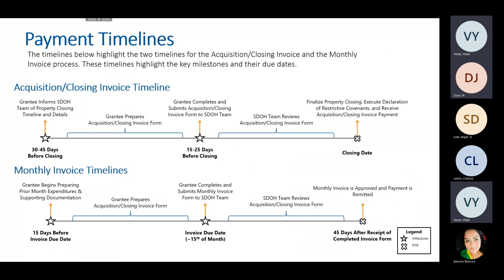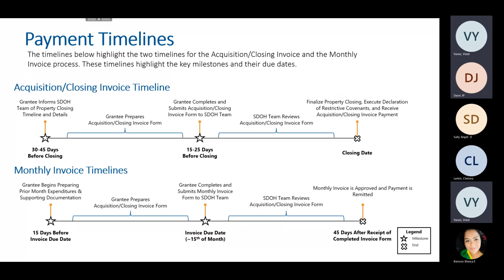Moving on to the next slide, we have the payment timelines. And this is just a little high-level view of the timelines for both the acquisition and closing invoice. And here we can see the acquisition closing invoice. We do ask for 30 to 45 days before closing. And then we do ask that the invoice form itself be sent over to our team at least 15 to 25 days before the date that the closing funds are required. That way our team can work on approving the invoice and coordinating to get payment out by closing date.